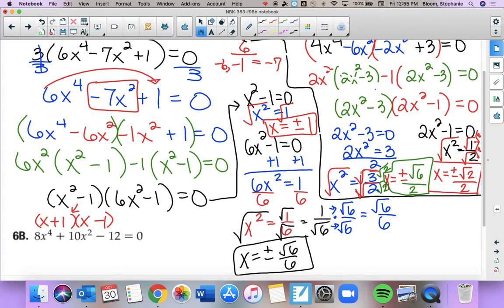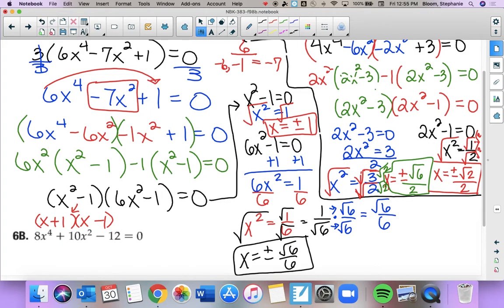How many answers did we get? 4. Are those answers real solutions or complex solutions? What would you have to see if they were complex? A negative in the square root, so you'd have an imaginary, right? You'd have an i in your answer. So will that cross the x-axis 4 times? Yes, it will. Okay? Anybody have a question about that?